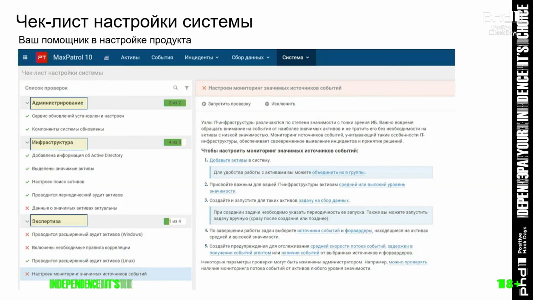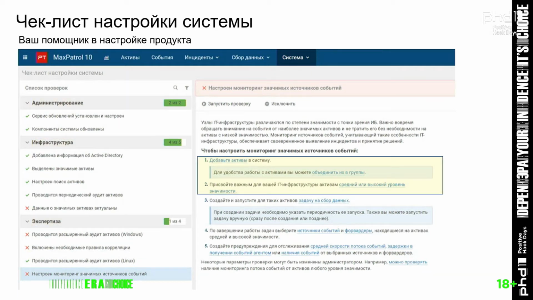This checklist is effectively a set of checks across 3 domains, such as administration, infrastructure, and expertise, which should help the administrator learn more about the products and configure their work in as efficient a manner as possible.